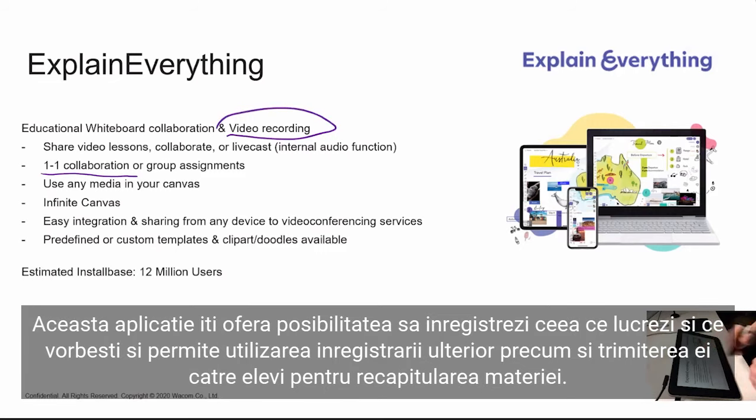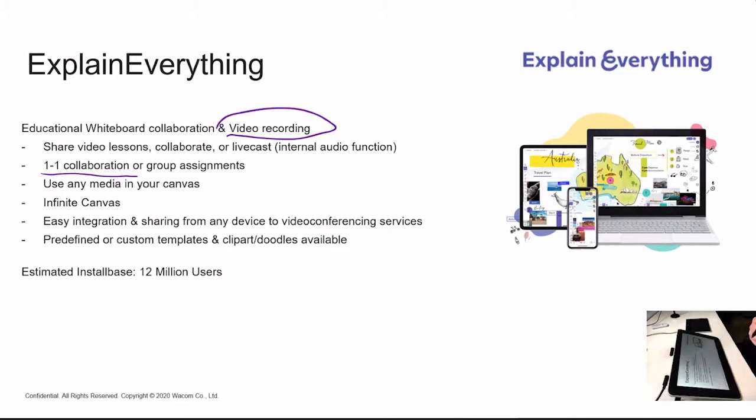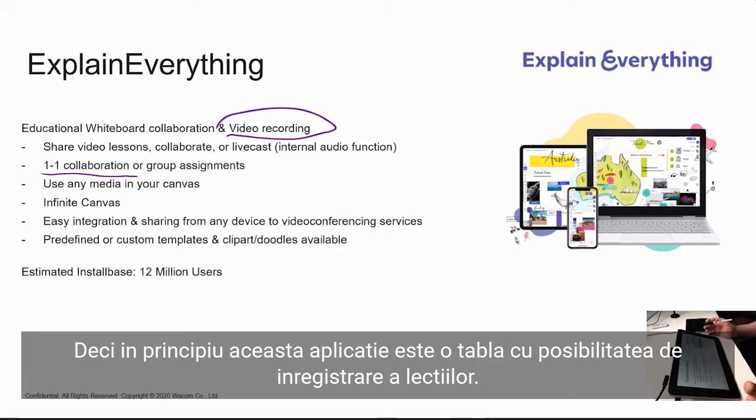So Explain Everything has a big red button, which if you press it, records the whole session. It records what you are drawing on the whiteboard. It also has microphone access, so it is recording your speech. And if you want, you can save it afterwards as a movie file and send it to your students for a recap or to put into an archive. So it's basically an interactive whiteboard with an internal recording application to do screen-based recording or screencasts.